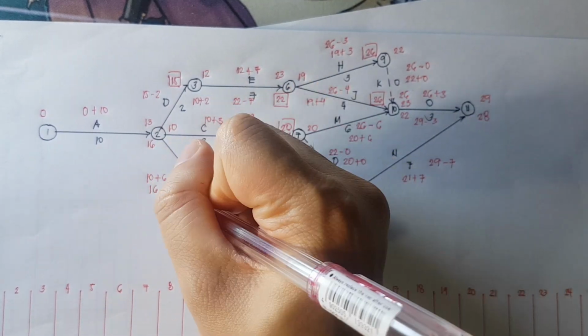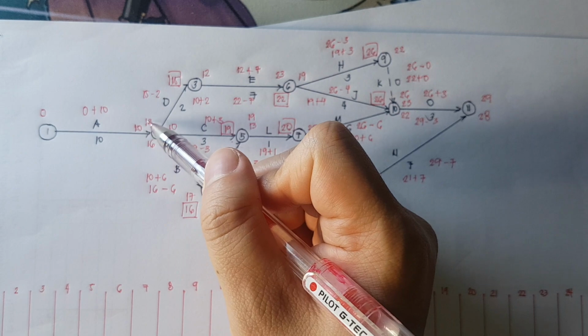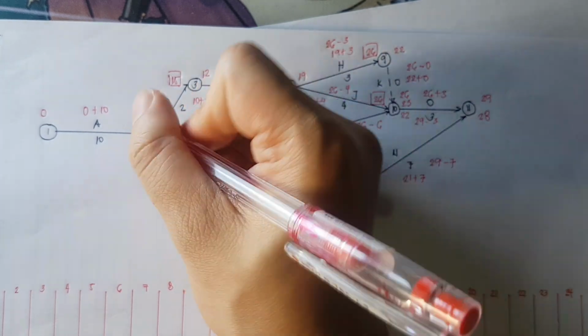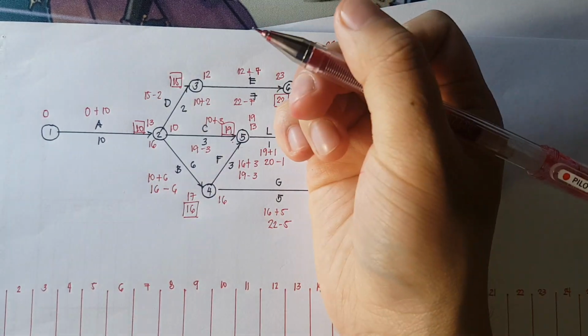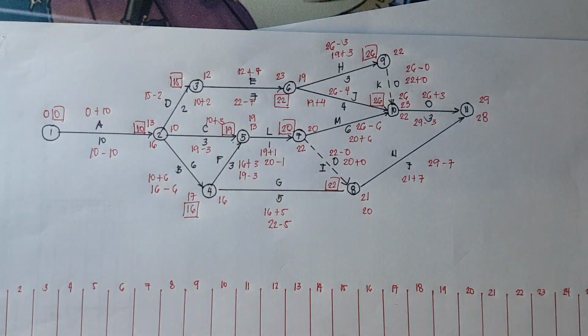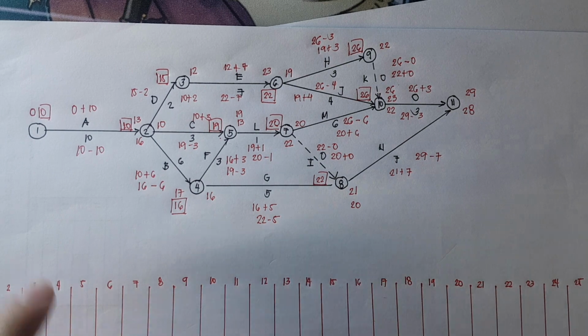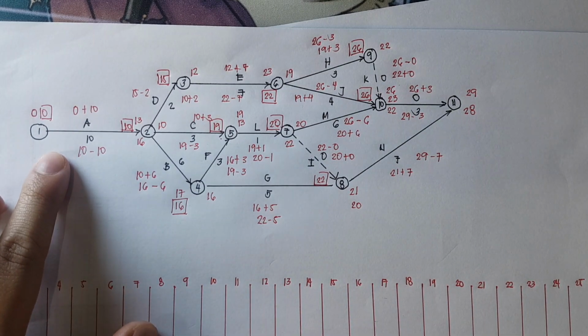16 minus 6, that is 10. Between these three numbers, 10, 13, and 16, the lowest value is 10. Therefore, we're going to use 10. So 10 minus 10, that is 0. Okay? We are now ready to determine our critical path. So first, let us identify what our paths are.